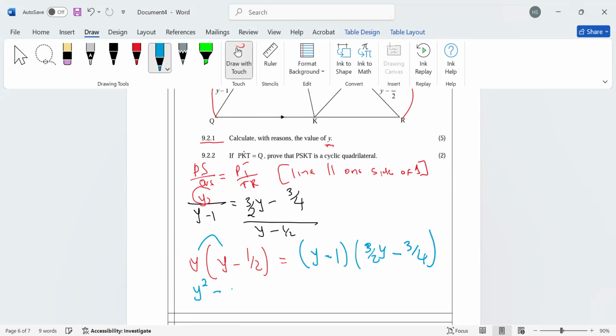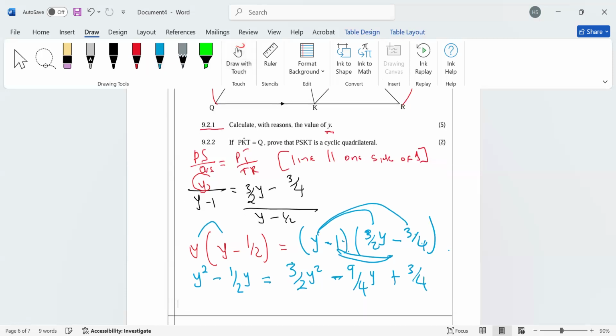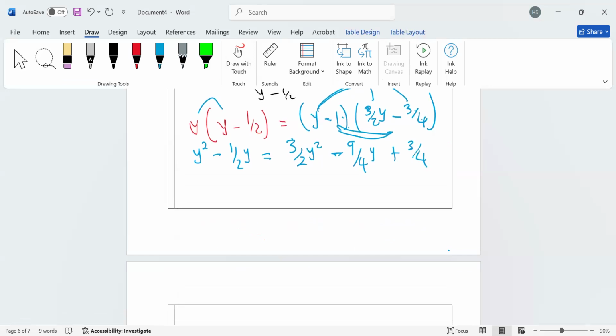Then I simplify it, which gives you 1 over 2 Y squared minus 1 over 2 Y. Let's combine these ones. Which one and which one? This one and this one, minus 9 over 4 Y, and then plus 3 over 4.